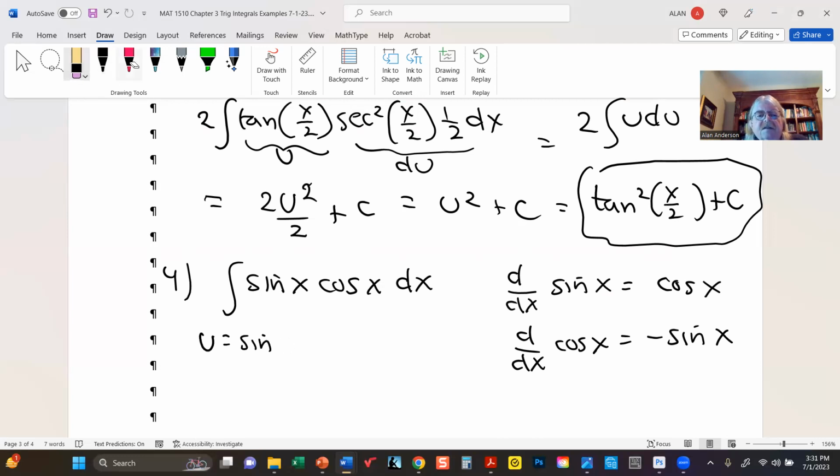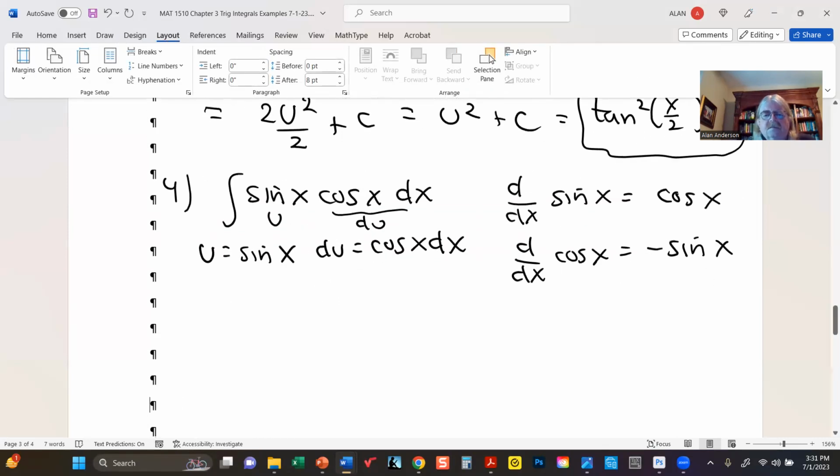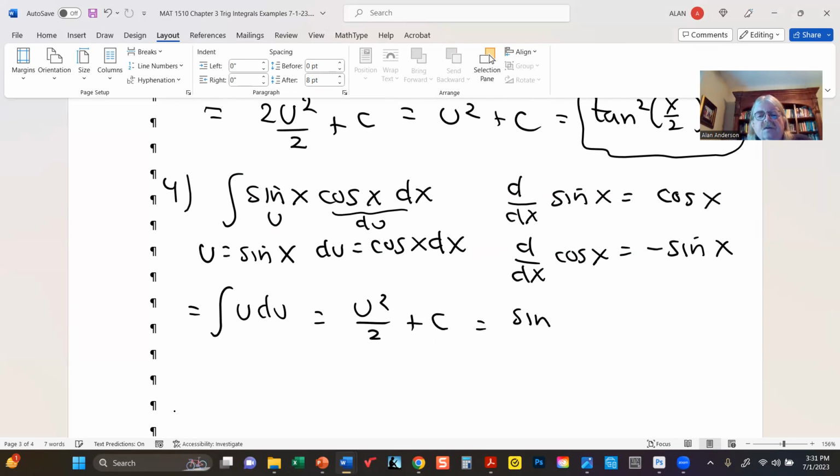u is sine of x. And if that's the case, then du would be cosine x dx. Well, it looks like we've got it made. All we have is the integral of u du, which of course by the power rule is u squared over 2 plus c, which is now simply sine squared x over 2 plus c.